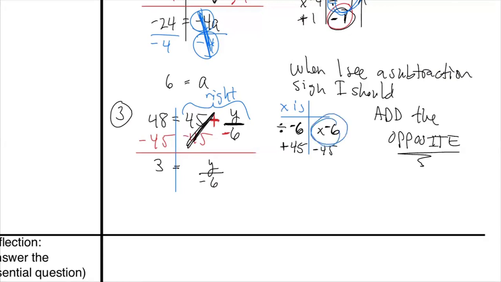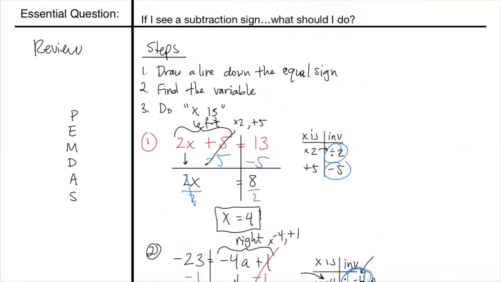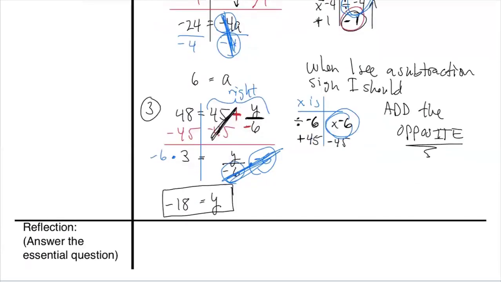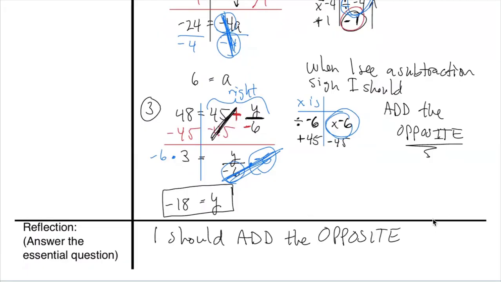Now my last step here is to multiply by a -6. Remember, it needs to be the same number, so that way they cancel. If I multiply the right side by -6, I have to multiply the left side by -6. And -6 times 3 is -18. Good, check your work there. So the question was, if I see a subtraction sign, what should I do? I should add the opposite. Good, make sure you write those down. I should add the opposite, and those will be your notes for today.